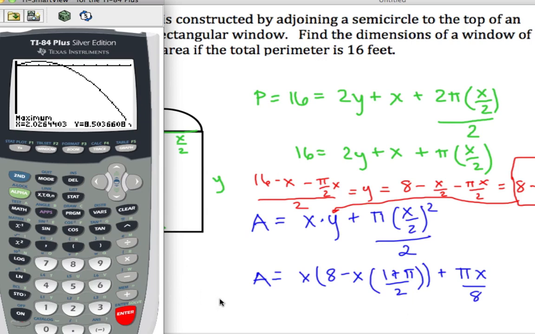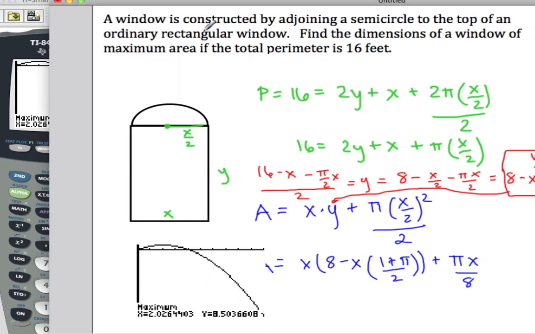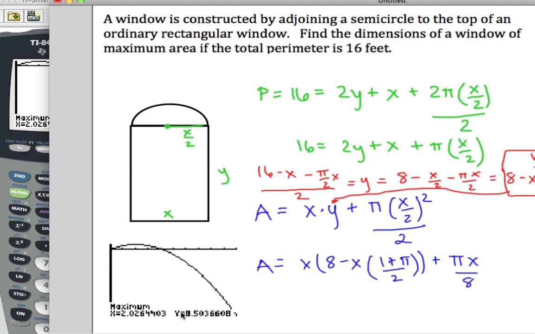Okay, x is, let's drag this over. X is 2.02, and y, that's not the same y. This y represents the area. So the best x value would be 2.02, and if I plug in x right into there, I find out what the y value is, and those would be the dimensions. So there's your optimization problem.